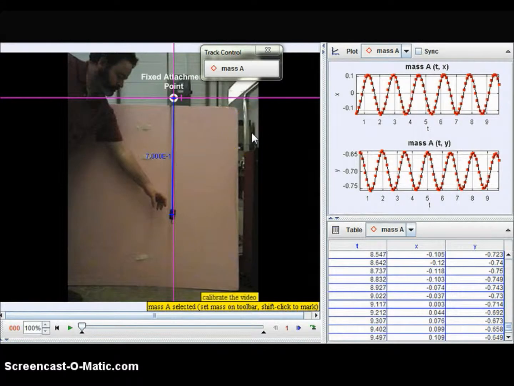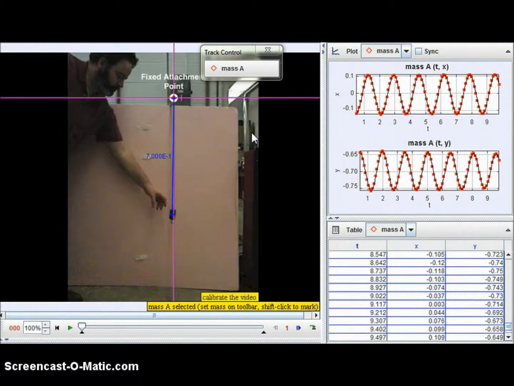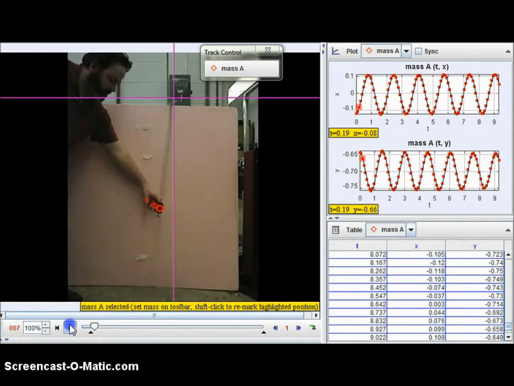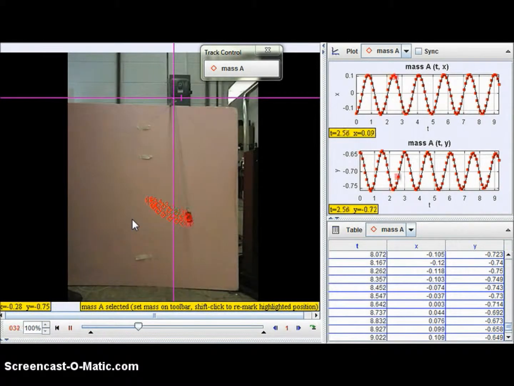To begin, in Tracker I put the origin of the coordinate system on the fixed attachment point with the negative y-axis running downward. I calibrated the distance from the fixed attachment point to the center of the mass to be 0.7 meters. And I set the starting frame of the video to the moment of release of the mass, which was 0.05. When we track its motion, you can see that the mass oscillates in both the x and y directions. Later we will discuss what forces come into play to affect both of these motions.